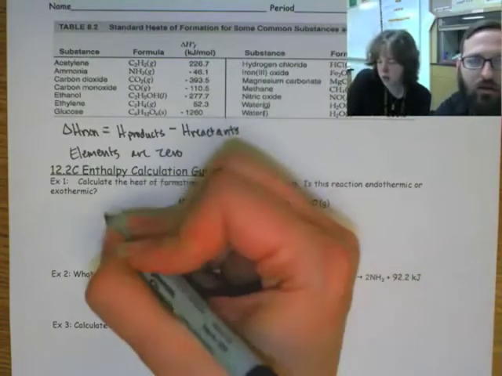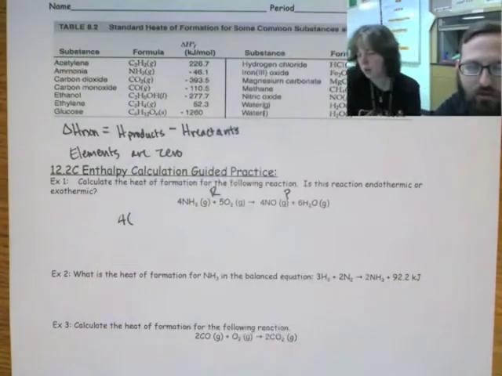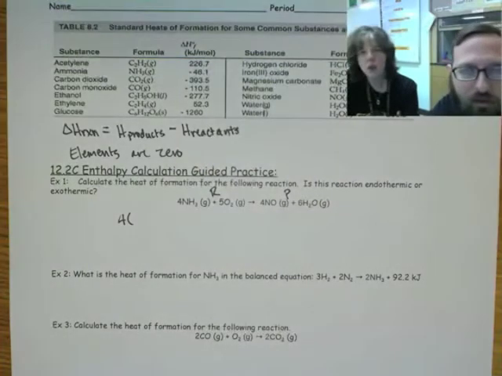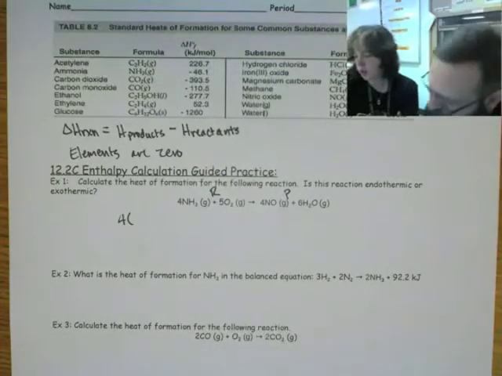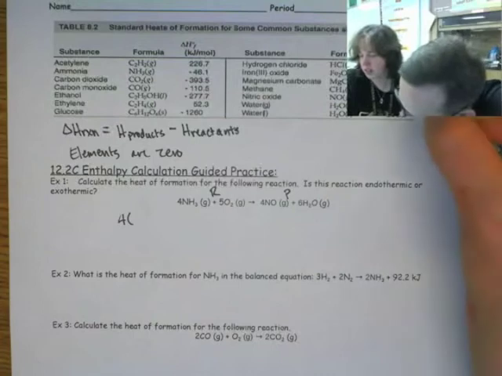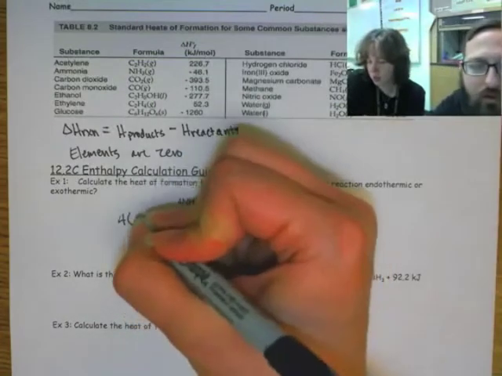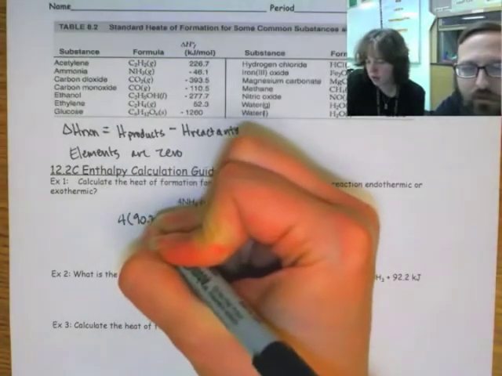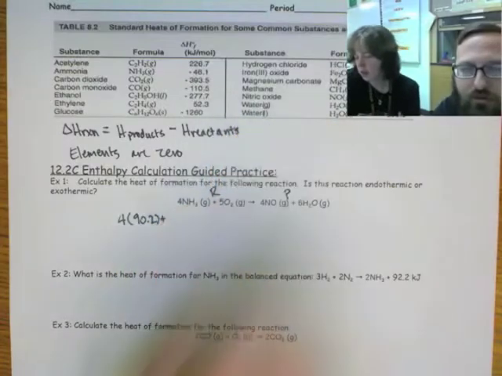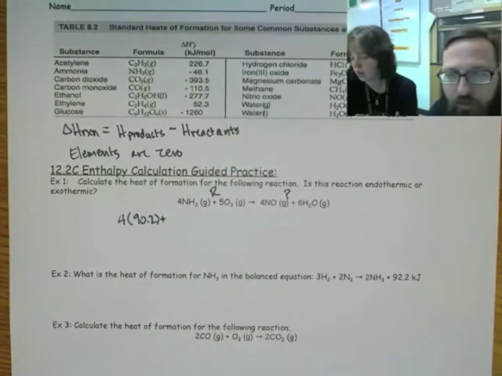Right, so we've got 4 of our NOs, and if we look up NO on our table, what is the value for NO? Oh, there it is. It is 90.2. Okay. Plus, what's our other product? H2O. 6 of them.